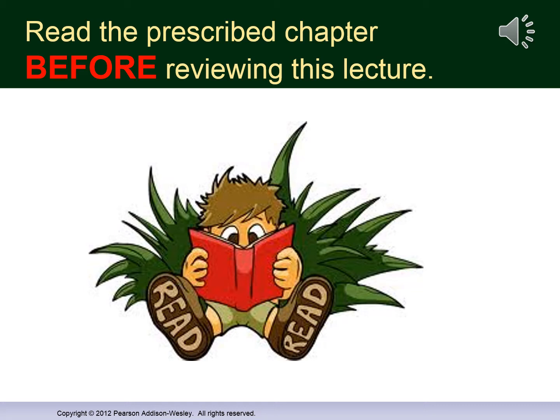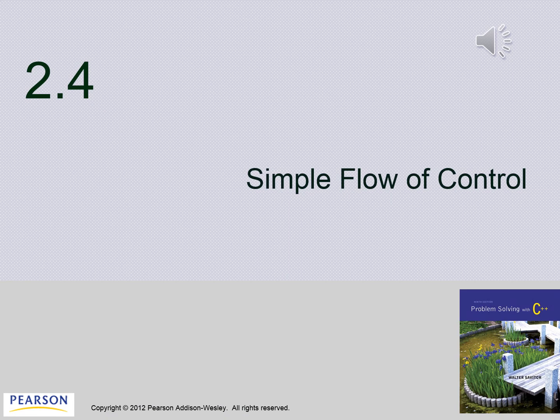Let's get started with part 2 of chapter 2. This slide begins the material from section 2.4 in your textbook. This is a fun topic for me to cover: simple flow of control. We'll talk about how control is executed, the sequence of execution within a program, and we'll also introduce the concept of a branch. So just hold on, we'll get to that in 1 second.